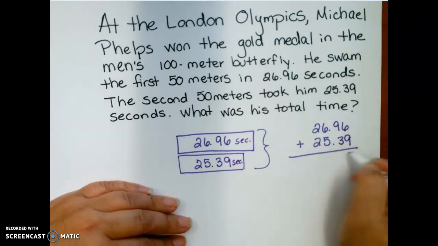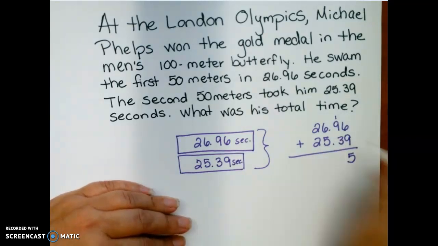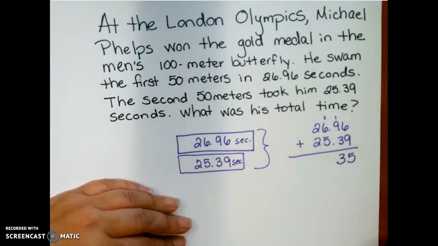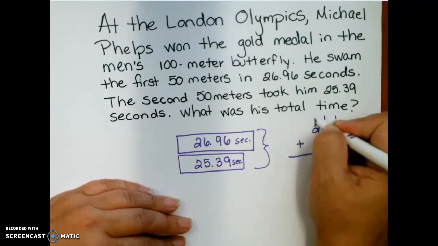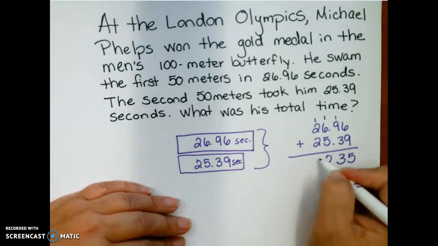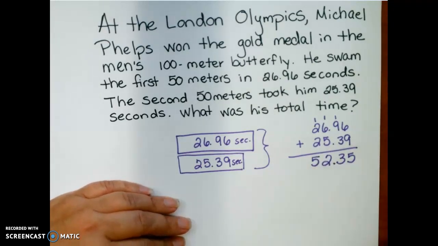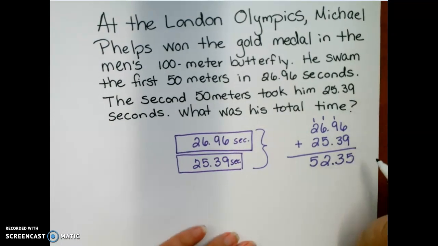6 plus 9 is 15. Regroup. 1 plus 9 is 10. Plus 3 is 13. Regroup again. 6 plus 1 is 7. Plus 5 is 12. Regroup again. 2 plus 2 is 4. Plus 1 is 5. And I need to put my decimal in the middle because that's where it was when I started lining up the numbers in my addition problem.